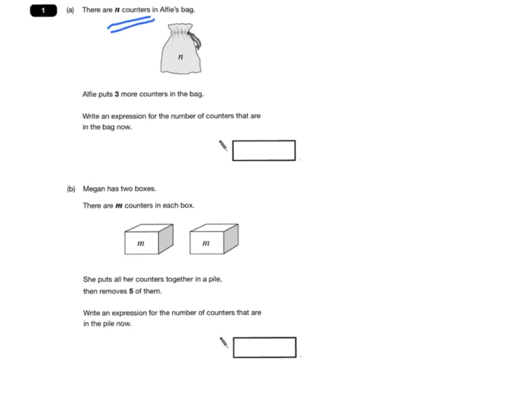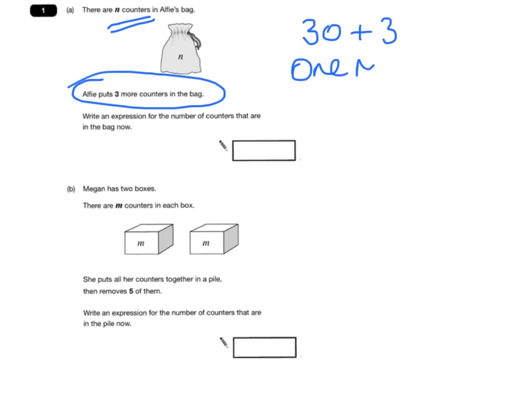Okay, this is about using letters instead of numbers, really. It says there are n counters in his bag. He puts 3 more in the bag. Well, if n was 30, it would be 30 plus 3. If n was 1 million, it would be 1 million plus 3.